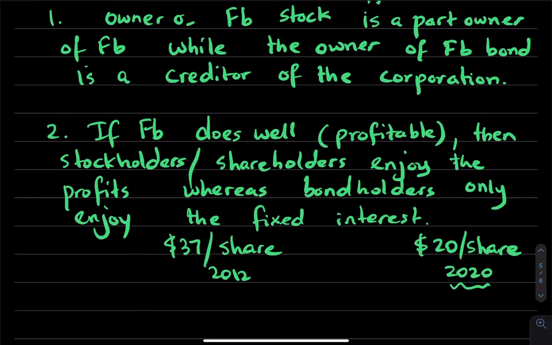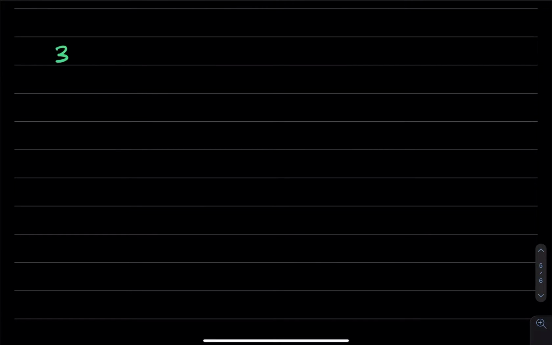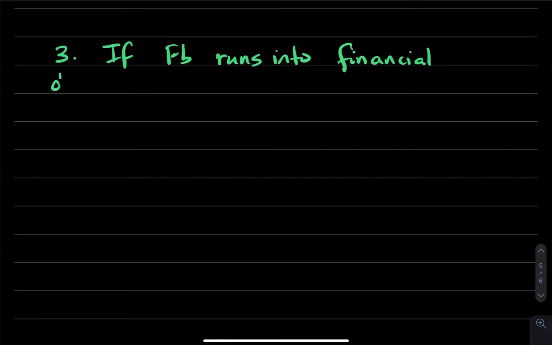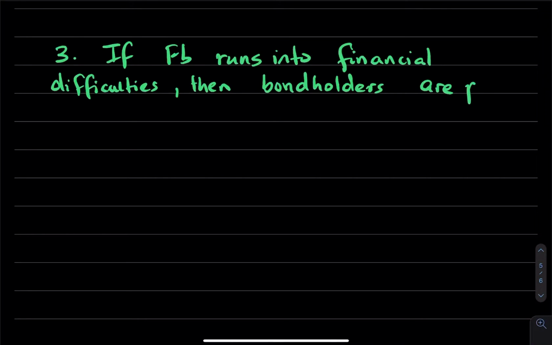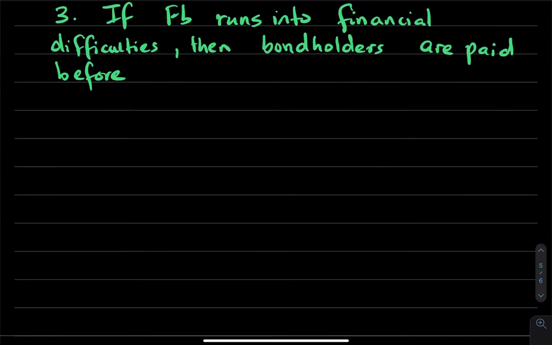Okay. So the third difference between stocks and bonds is that if Facebook runs into financial difficulties, then bondholders are paid before stockholders are.